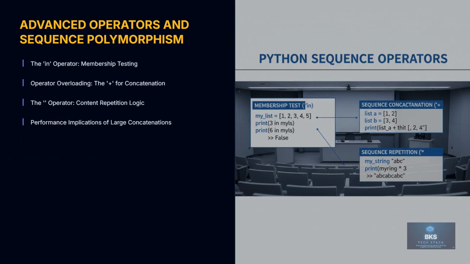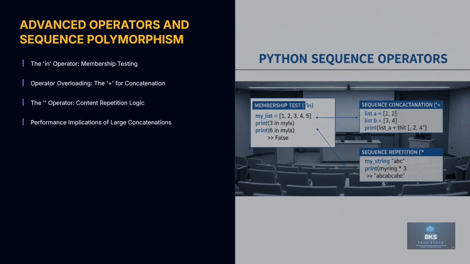Python utilizes operator overloading to provide a consistent interface across different data types. The in operator is a prime example. It performs membership testing. In a list, this is an O of n linear search, but in a set or dictionary, it is an O of 1 hash lookup. This is a critical performance distinction for any software architect.